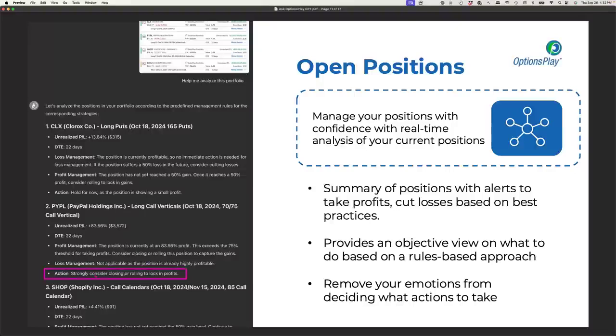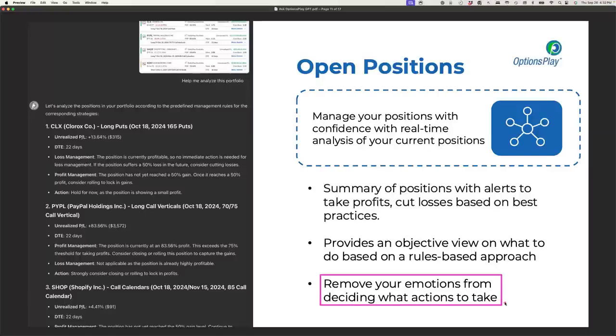So it'll give you things like what action to take. And it provides you with an objective view on what to do based on a rules-based approach. And again, this is something that you can, over time, as you make multiple trades, go back on trades, whether you made money or lost money on a specific trade, and look at: did I follow the rules? On the trades where I followed the rules, did I have a more consistent approach than on the ones where I broke those rules? That's really how you're going to be able to remove your emotions from deciding what actions to take.